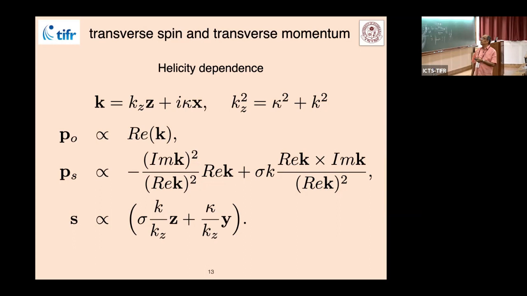No, see, I already said that this one is the orbital part, which is straightforward, which is directly proportional to k. But in this spin contribution, there could be a part along the direction of propagation, and then there will be a part which is perpendicular to the direction of propagation. The part which is perpendicular to the direction of propagation is helicity dependent.